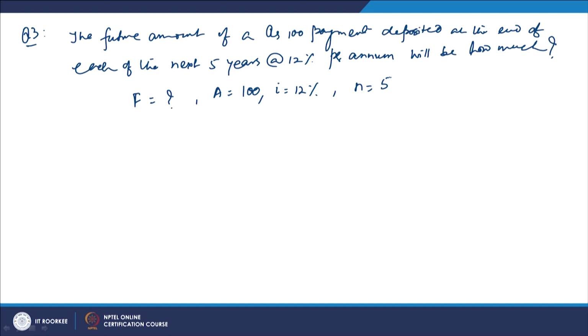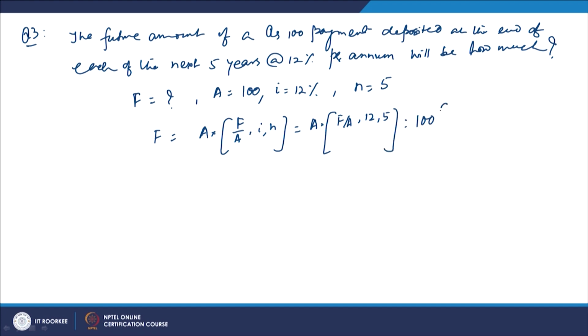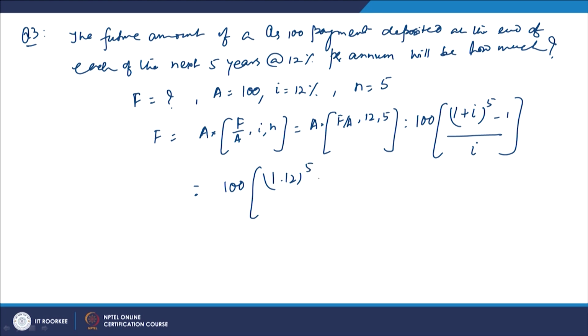So, in that case F will be A multiplied by F by A I n, and this is basically the equal payment series compound amount factor. So, it will be F by A, I, you know that it is 12 and it is 5. So, what you will do is 100, and this factor is basically (1 plus I) raised to the power 5 minus 1 upon I, that is 100 into (1.12 raised to the power 5 minus 1) divided by 0.12.